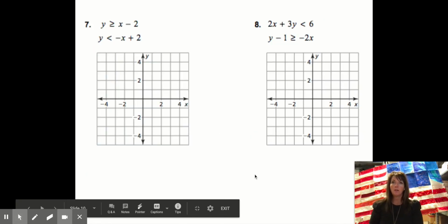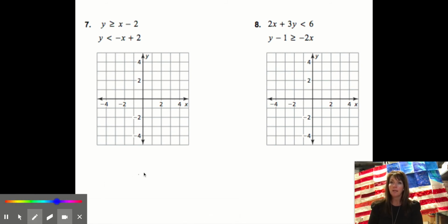All right, moving right along. So let's give this a try. I'll do the first one. I'll do it in 2 different colors again. So we'll first graph y is greater than or equal to x minus 2. So the easiest thing for me would be to go ahead and plot the y-intercept and then use the slope, make several points.